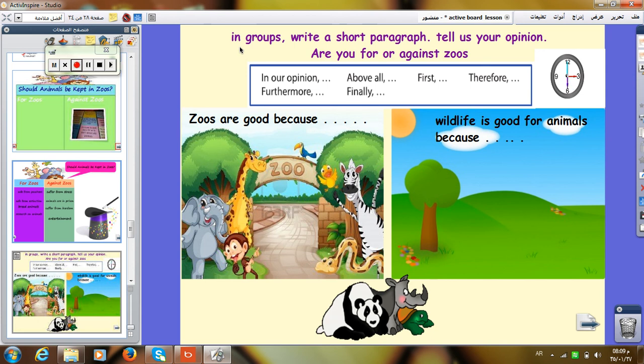Divide the class in half, the fors and the againsts. Explain that fors should be presenting arguments in favor of zoos, and againsts should be presenting arguments against zoos. The teacher will remind the students to use appropriate connecting phrases to link their ideas. So these are the linking phrases that students should use in their paragraph. Of course, they have a timer.